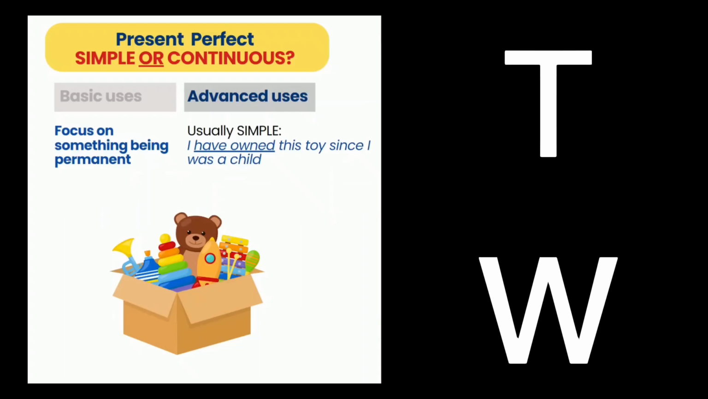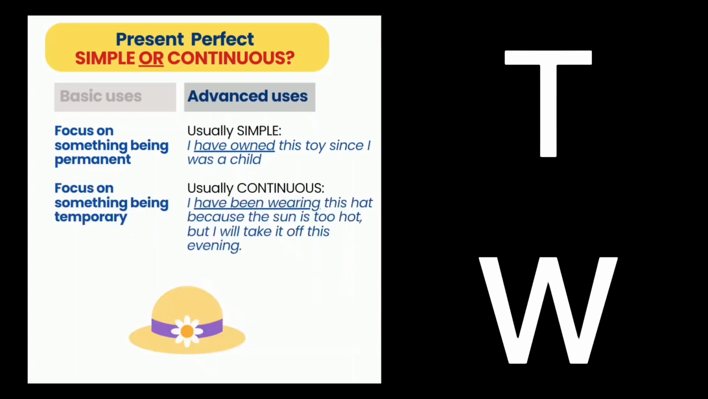If we focus on something being permanent, we normally use the simple form. For example, I have owned this toy since I was a child. But if we focus on something being temporary, we use the continuous form. I have been wearing this hat because the sun is too hot, but I will take it off this evening. Once again, we see how the simple goes with the permanent, the temporary goes with the continuous forms.